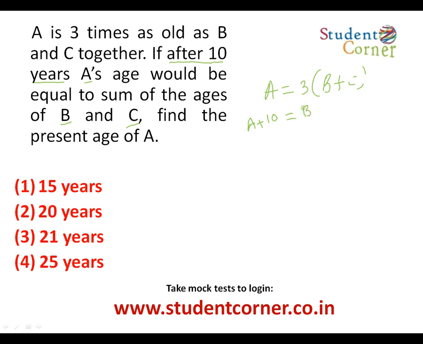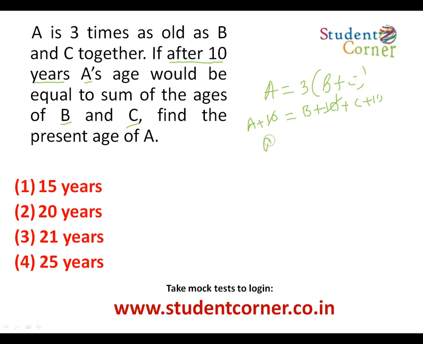So B plus 10 years, C as well plus 10 years. So this is very important. We need to find out what is the present age of A. We know that A is what? 3 into B plus C, or B plus C is what? A by 3. Let us substitute that, and you will get the answer. The plus 10 gets cancelled.